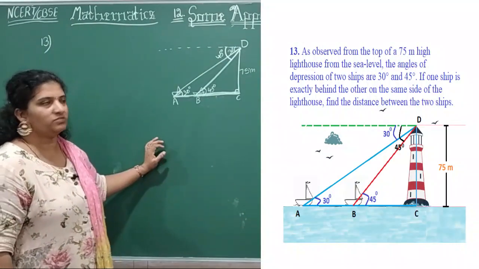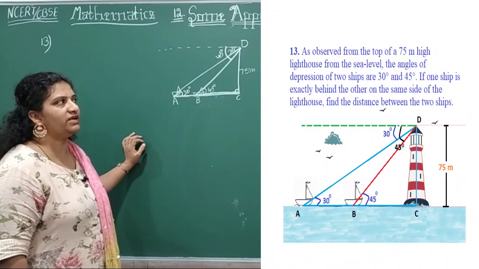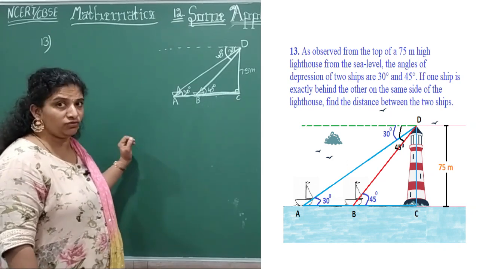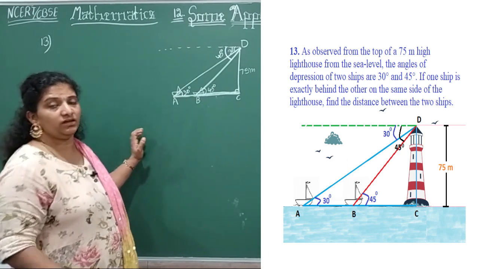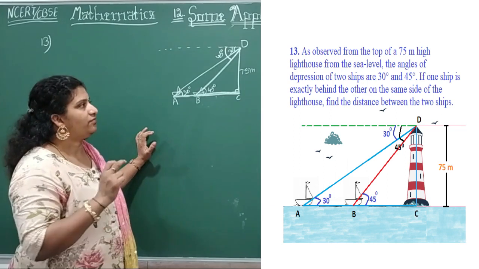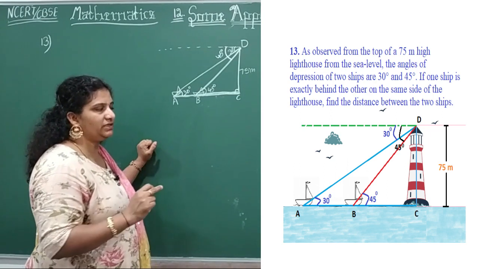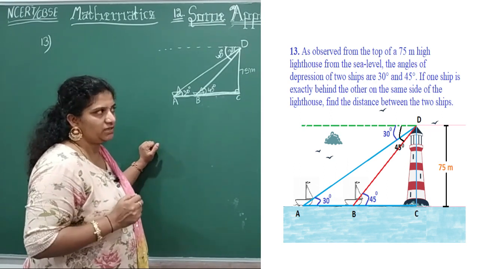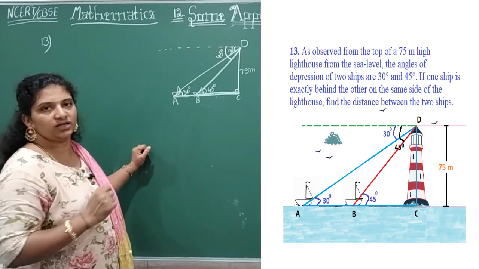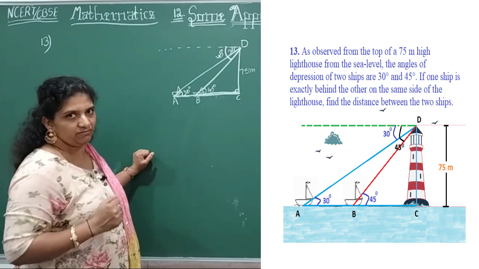See your 13th problem, children, here. As observed from the top of a 75-meter high lighthouse. Okay, I think every one of you knows a lighthouse, right? It will be near the seashores and all. So, lighthouse from the sea level, the angles of depression of two ships are 30 degrees and 45 degrees. Look there, children, you can see the lighthouse picture and two ships on the sea level.